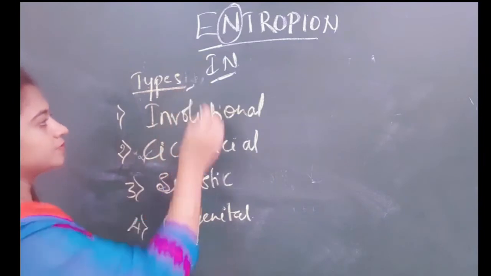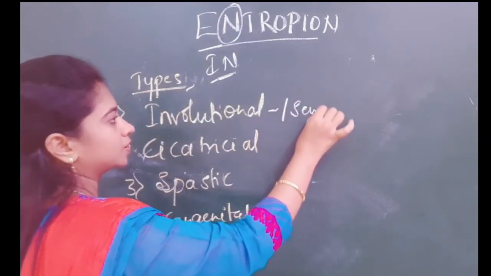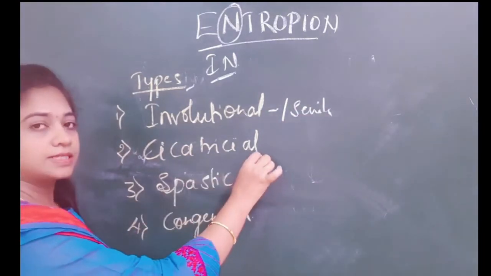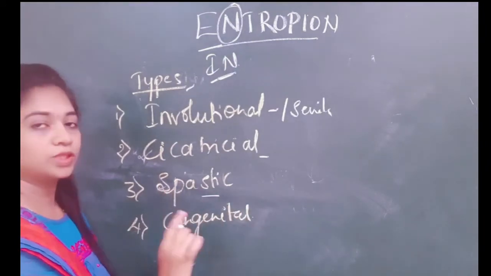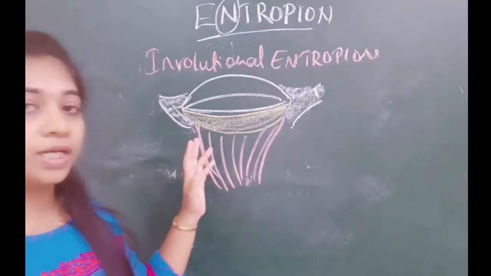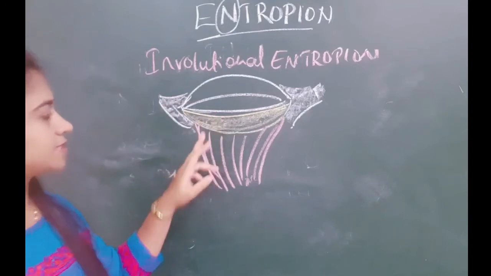So coming to the types, we have 4 types: involutional or senile, which is secondary to age related changes; the second one is cicatricial entropion; third is spastic entropion; and fourth is congenital entropion. So coming to the involutional entropion and the pathophysiology behind it, I will first explain the diagram.